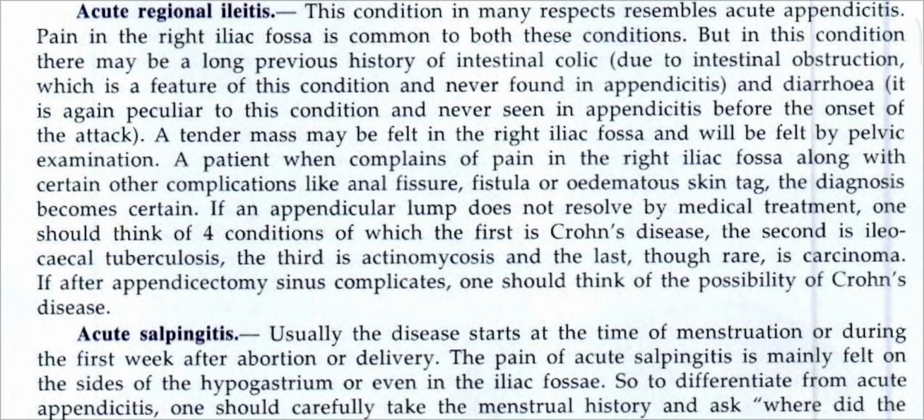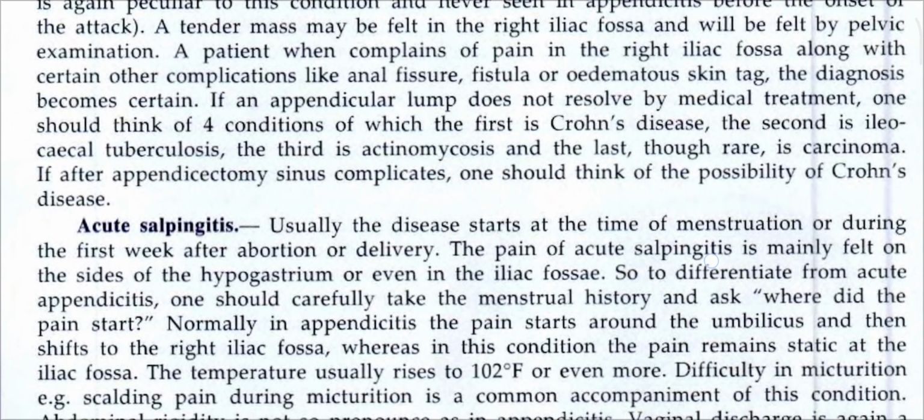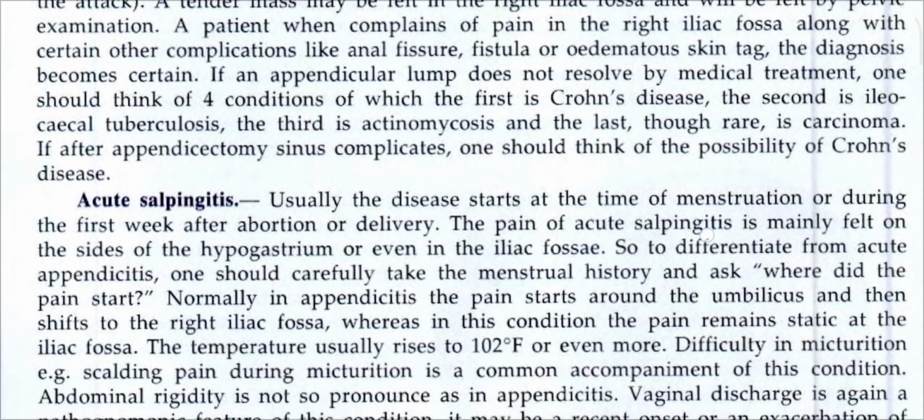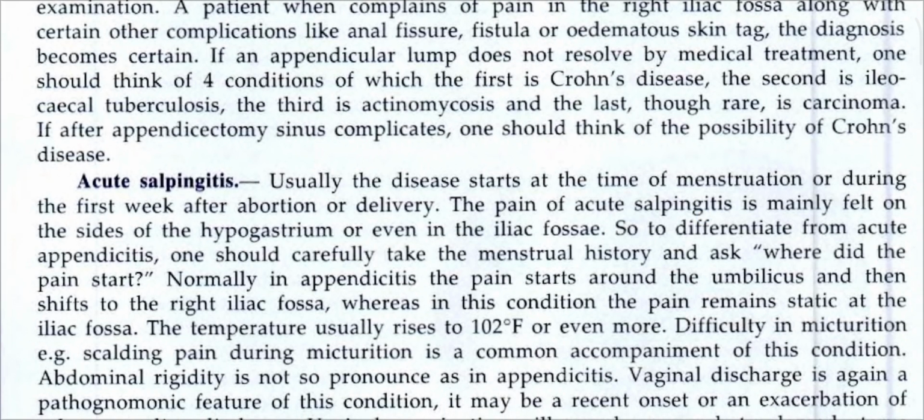When a patient complains of pain in the right iliac fossa along with certain other complications like anal fissure, fistula, or edematous skin tag, the diagnosis becomes certain. If an appendicular lump does not resolve by medical treatment, one should think of 4 conditions, of which the first is Crohn's disease, the second is ileocecal tuberculosis, the third is actinomycosis, and last, though rare, is carcinoma. After appendectomy, if a sinus complicates, one should think of the possibility of Crohn's disease.